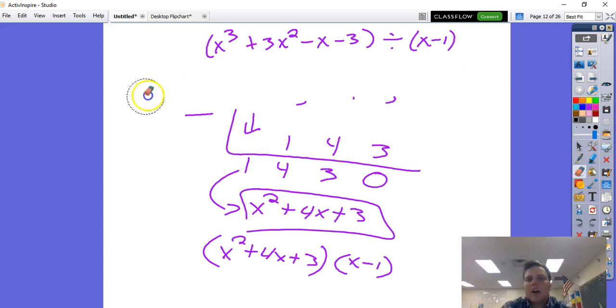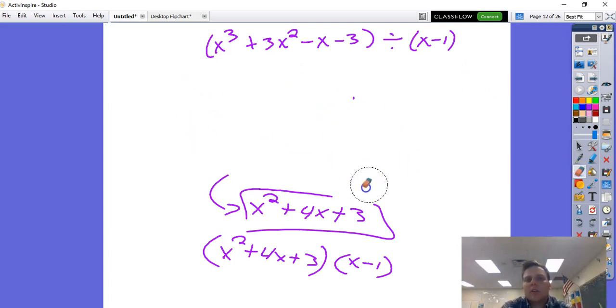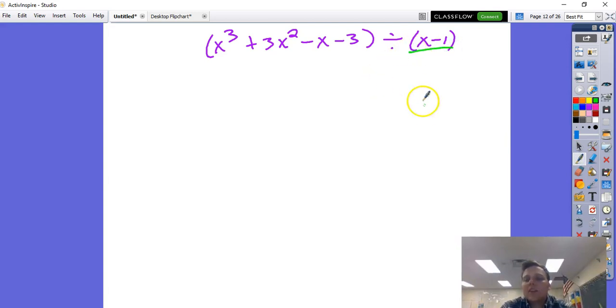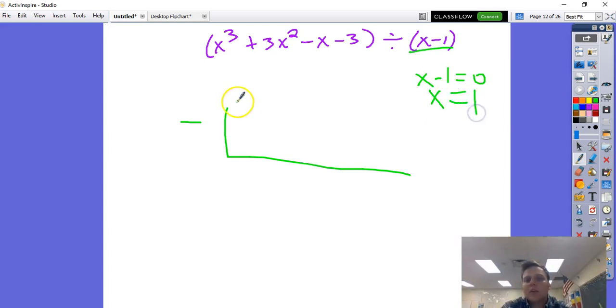All right. Our next problem says x cubed plus 3x squared minus x minus 3 divided by x minus 1. Okay, since I'm dividing by a linear factor, I can use synthetic division. Synthetic division means I draw my upside down division box and I put a number outside. So first, I need to figure out what number to divide by. I'm going to set my linear factor equal to 0, and I add 1, so x equals 1. So that's that number. Put that there.